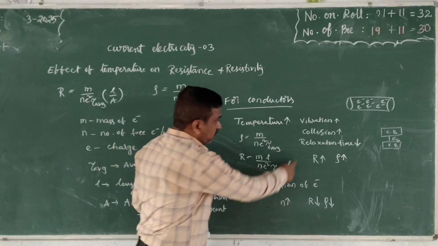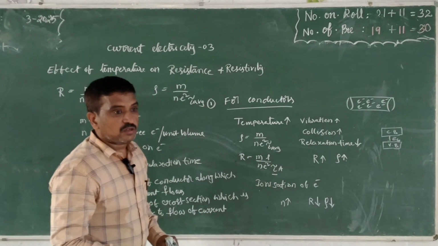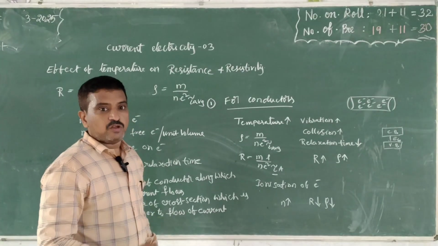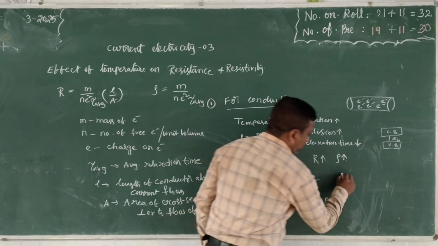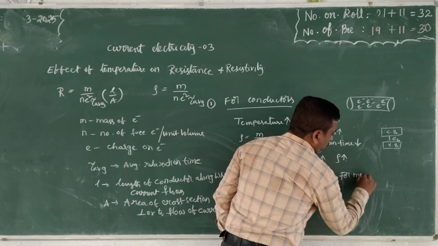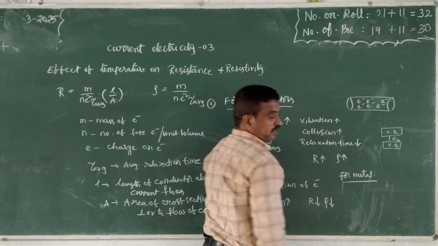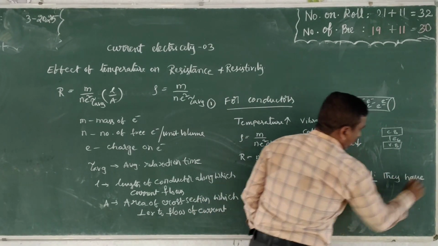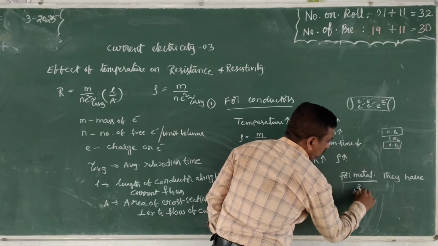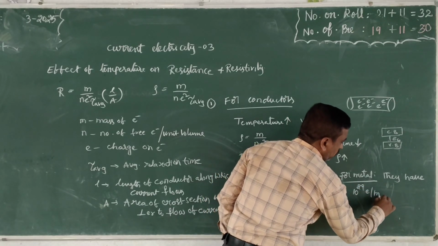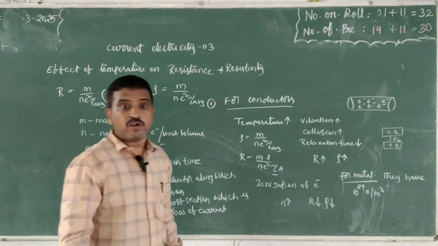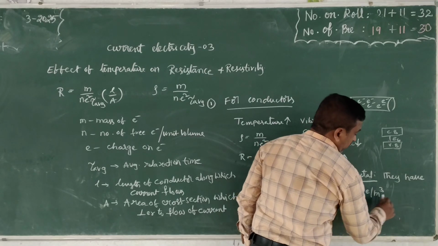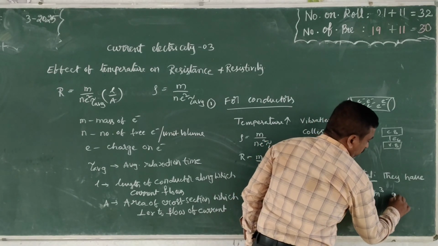See here, two cases are there. Which one is dominating? That is what we consider while changing the temperature. For example, for metals, which are conductors, they have 10 power 29 electrons per meter cube. In 1 meter cube of metal, there are 10 power 29 electrons at room temperature.